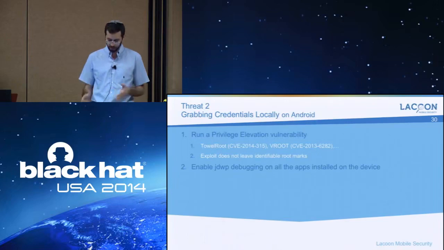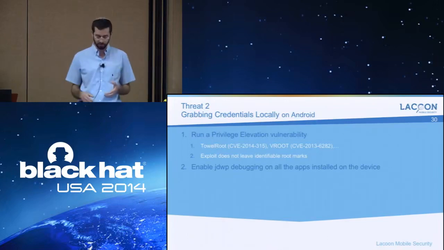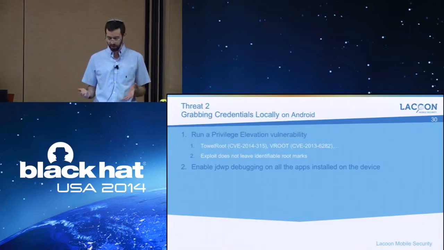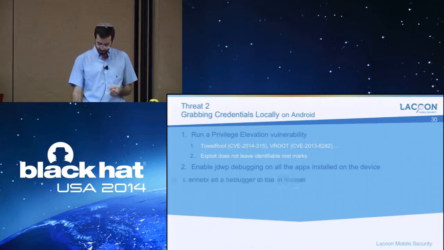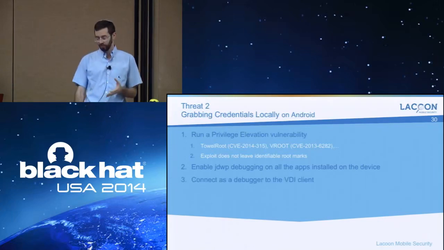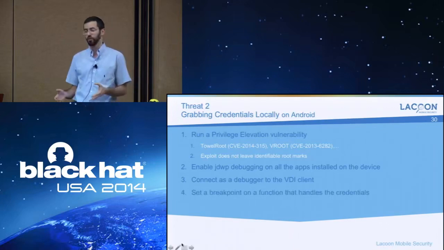The first thing you probably want to do, since most of these clients are written in Java or Dalvik for Android, is enable JDWP debugging for all the apps, or at least for that app, so that you'll be able to sit and grab the credentials locally. Then you connect as a debugger to those VDI clients, sit on the correct function, and once you're in the correct function, just get the information you want out of it.